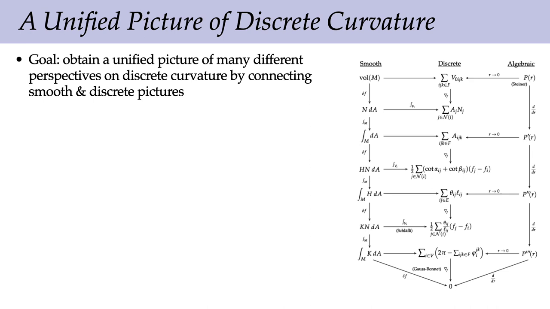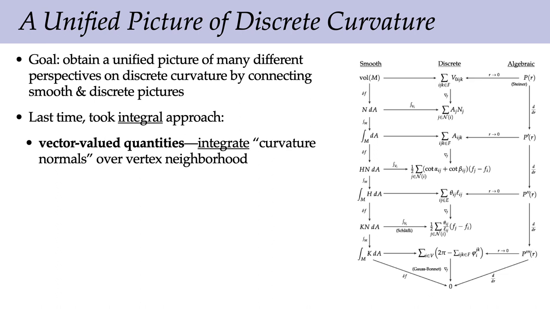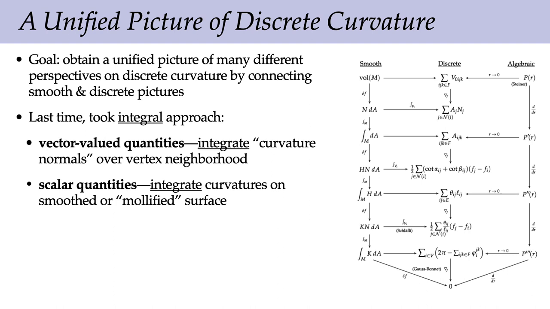And last time we took an integral approach, meaning we got vector-valued curvature quantities by integrating so-called curvature normals over vertex neighborhoods. We also got different scalar curvature quantities by integrating curvatures of a smooth or mollified surface. And it looked like we had this big jumble of different quantities. We had the scalar mean curvature, the vector mean curvature, and so forth.